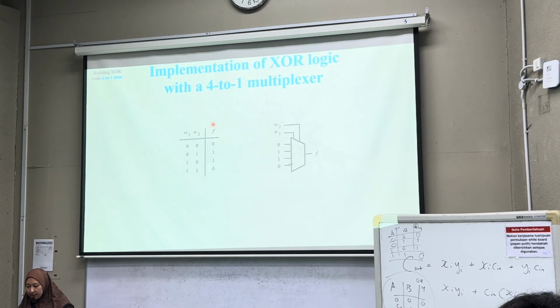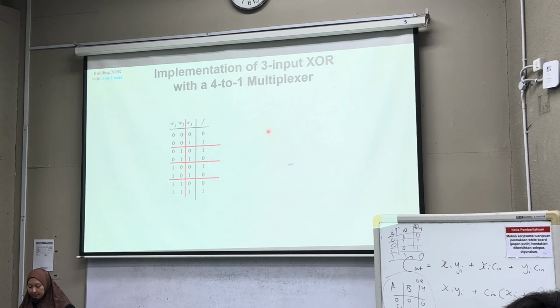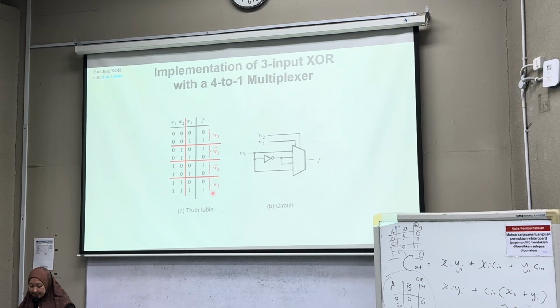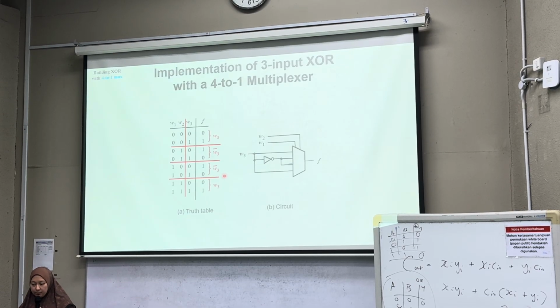And implementation of XOR with the 4-to-1 mux. What you do is group it into twos, four groups of twos. Remember, for the 4-to-1 mux you need two select lines, which are your W1 and W2. So these are your select lines, and for that you have your F, which follows W3 accordingly. You just need to remember this.